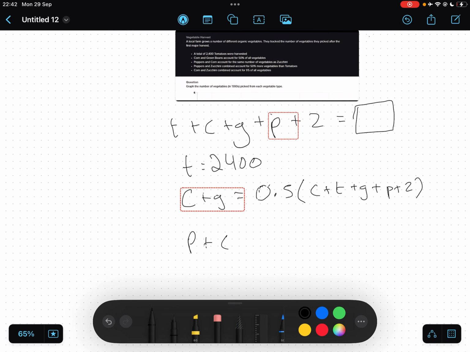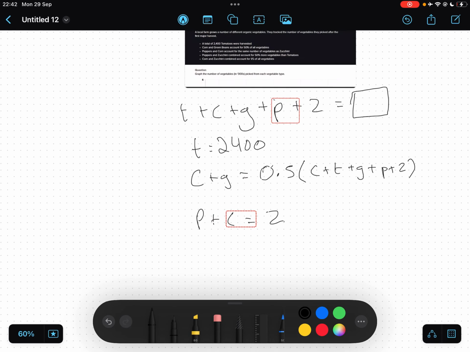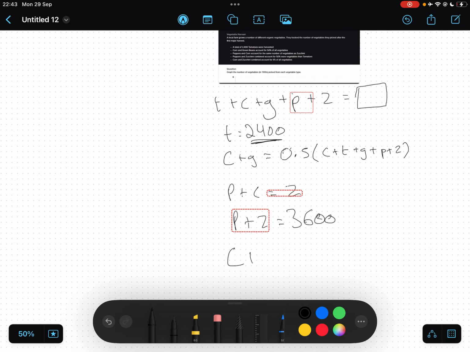Peppers and corn account for the same number of vegetables as zucchini, so P plus C equals Z. Peppers and zucchini combined account for 50% more vegetables than tomato, so that's 2,400 times 1.5, so it's tomatoes times 1.5, 3,600. Corn and zucchini combined make 1/5 of all the vegetables, C plus T plus G plus P plus Z. These are the initial equations we're working with.